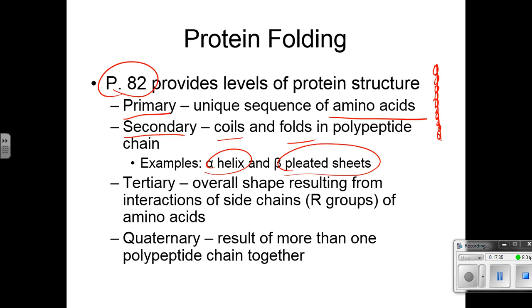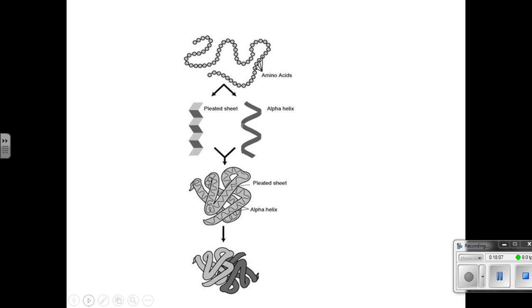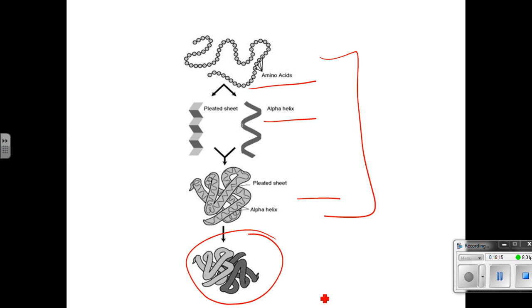The tertiary is going to be, once it's folded, the overall shape resulting from the interactions of all the side chains. Remember, those R groups are really important. How they interact is going to produce your tertiary structure. Your quaternary structure is going to be a result of, here's one sequence, here's another, and how do those two sequences interact together. For example, hemoglobin has two amino acid chains, or polypeptides. So primary, secondary, tertiary, quaternary. All proteins have these, though this one depends on the protein. There may or may not be a quaternary structure.